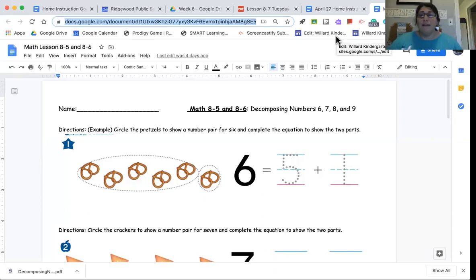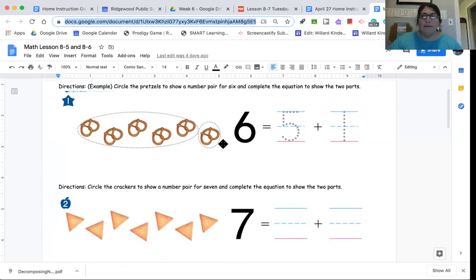So today, friends, when you're doing your independent work, it looks like this. So you know how I moved around my counters? That could help some of you. So if you have something in your house like cubes or Legos, you might want to lay out 6 Legos and then break them apart. Or you might want to lay out 7 Legos and then break them apart. On here, you can just circle the 2 groups, and you'll notice in this example how we did that.